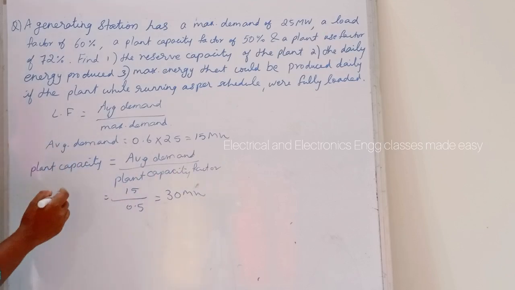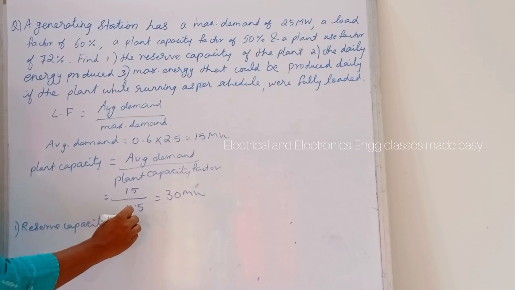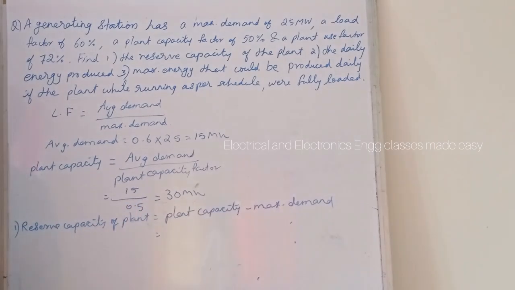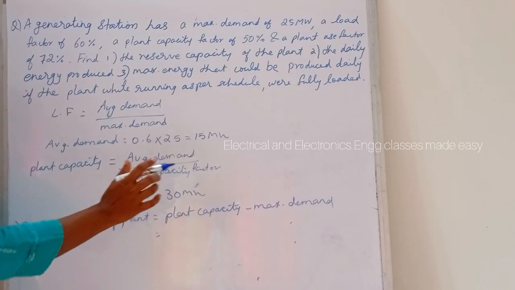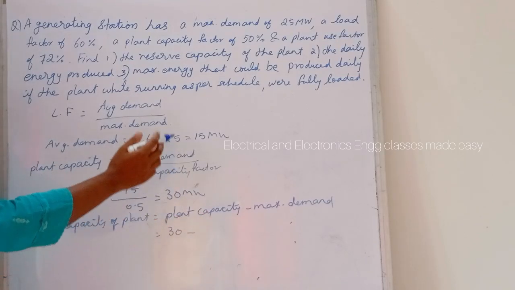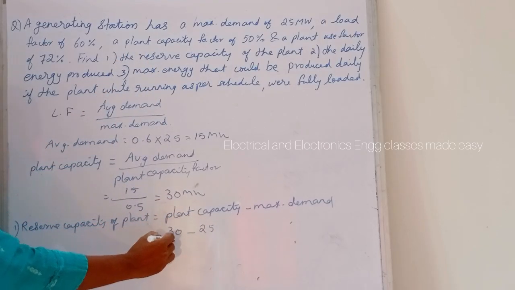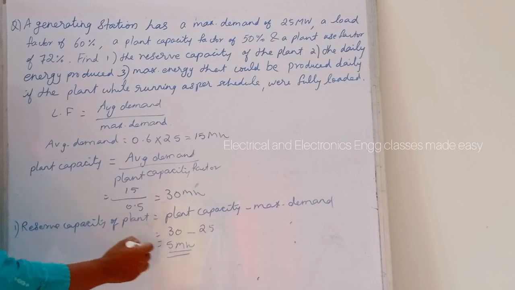Now we can find the reserve capacity of plant. Reserve capacity of plant is equal to the difference between plant capacity and maximum demand. So plant capacity minus maximum demand. Plant capacity is 30 megawatt, minus maximum demand 25 megawatt. So we get 5 megawatt as the reserve capacity of the plant.